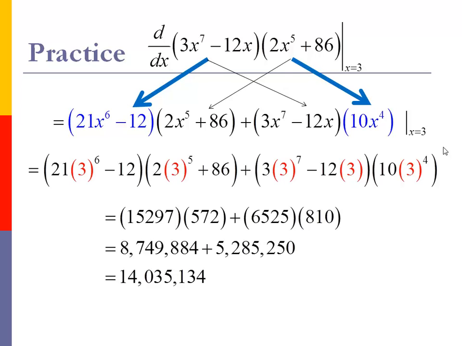Okay, so basically if you're evaluating functions, it's really nice. You can do the product rule. You don't have to simplify. You can plug your numbers in. You can evaluate it. And you're done. Who needs to do all that algebra?